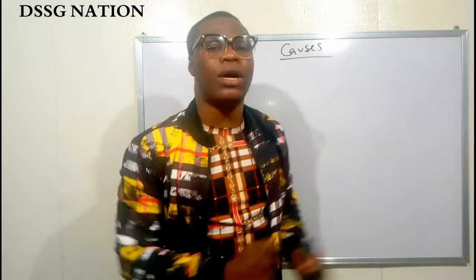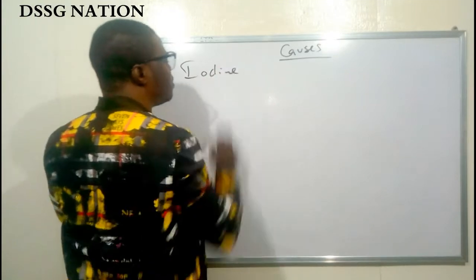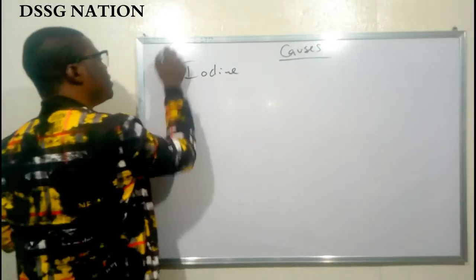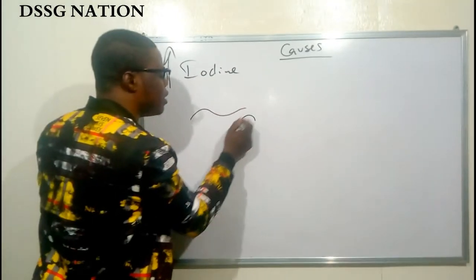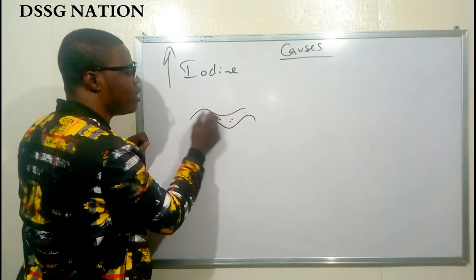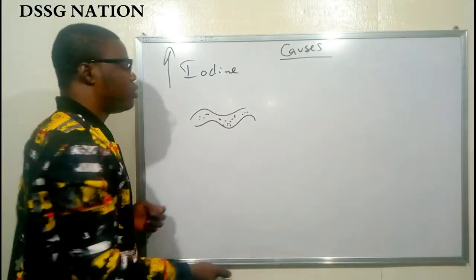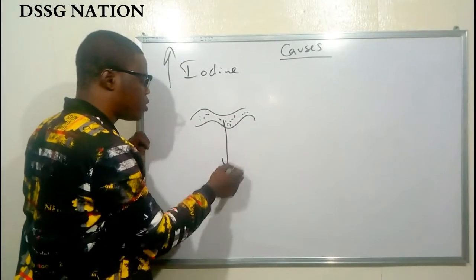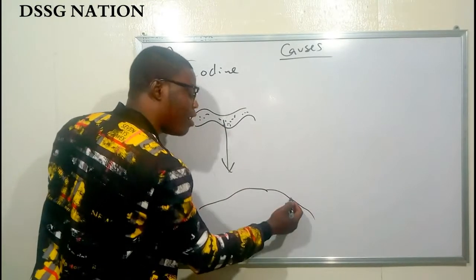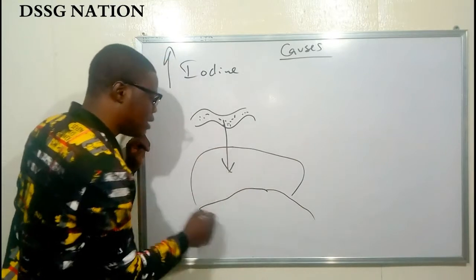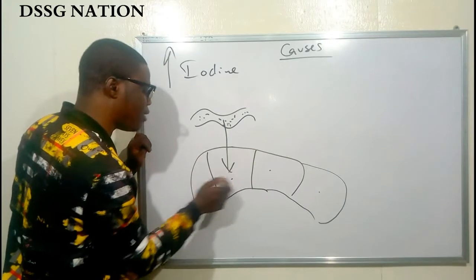Now we said we have other causes for what? For hyperthyroidism. And one of those causes is increased intake of iodine. If there is increased intake of iodine, it means there will be a high amount of iodine in your blood. And so far there is a high amount of iodine in the blood, it is going to be absorbed into the what? Into the alveoli of the follicular cells of the thyroid gland.